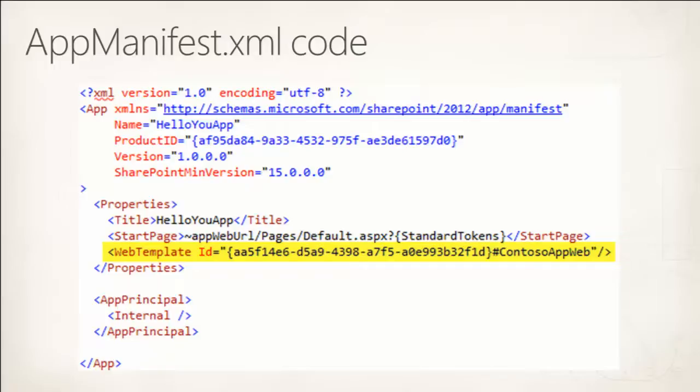So don't get confused by that web template element in the app-manifest.xml file. It doesn't mean that you can create a web template in your app. It only means that you can use that to specify the web templates that you want to use to create the app web on.